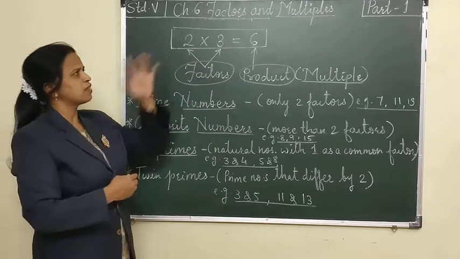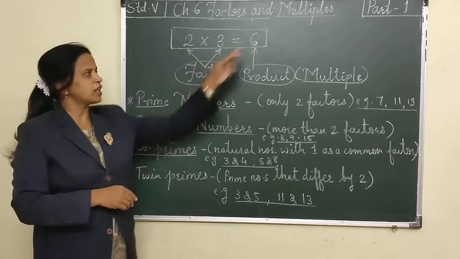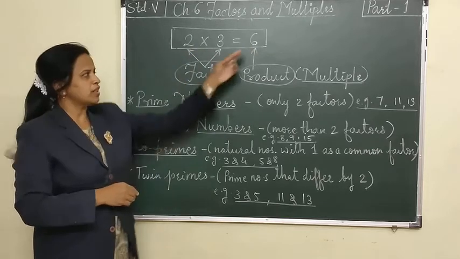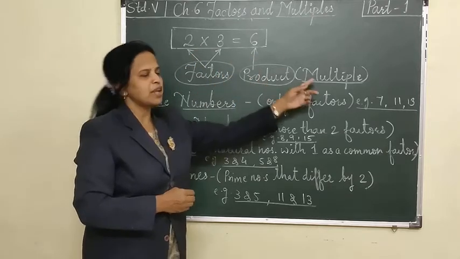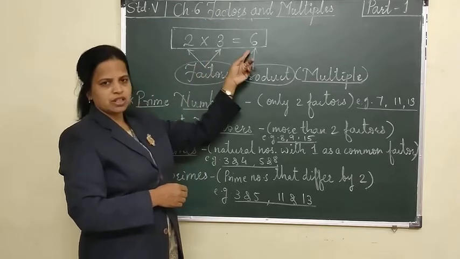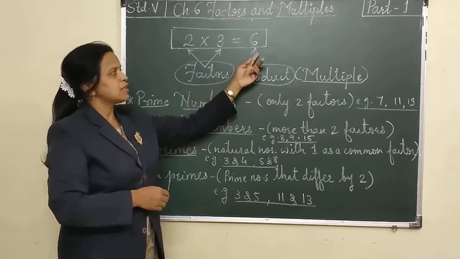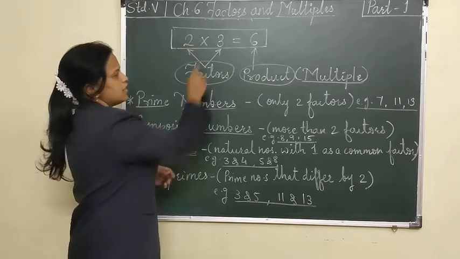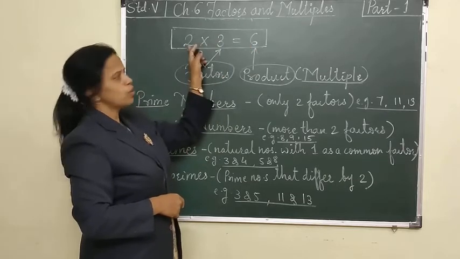See what is a factor and what is a multiple. Do you remember? When one number is multiplied by another number, you get the product. The numbers which we multiplied to get the product, those two numbers are called the factors, and this product is named the multiple. When we multiply two numbers to get a product, the numbers we took for the multiplication are called the factors of this product, and the product is called the multiple. If you check 2 and 3, these are the factors of 6, and 6 is the multiple of 2 and also of 3.